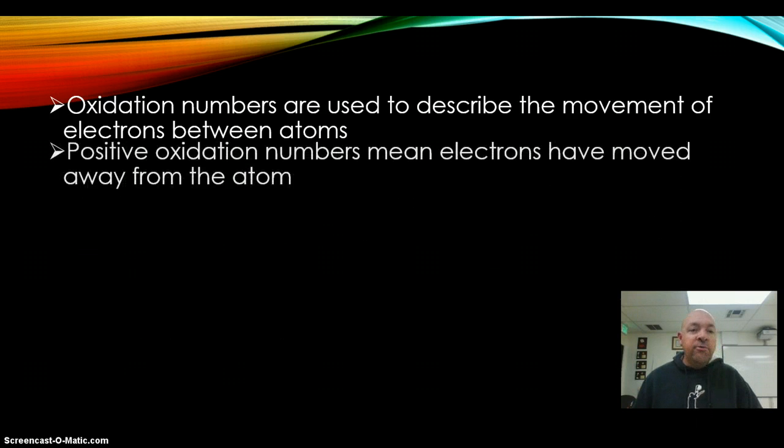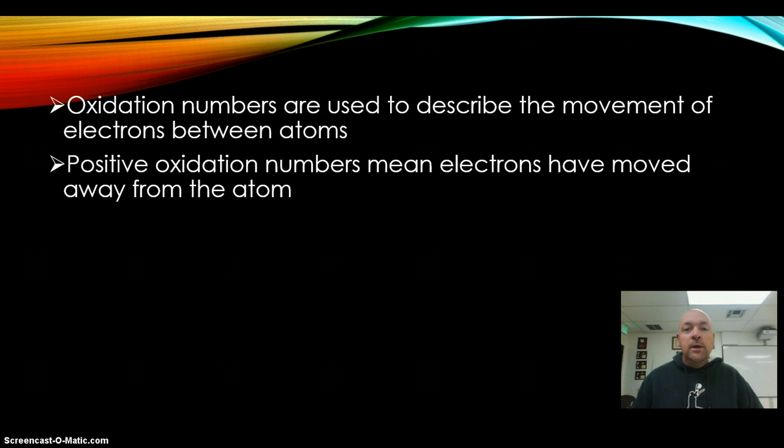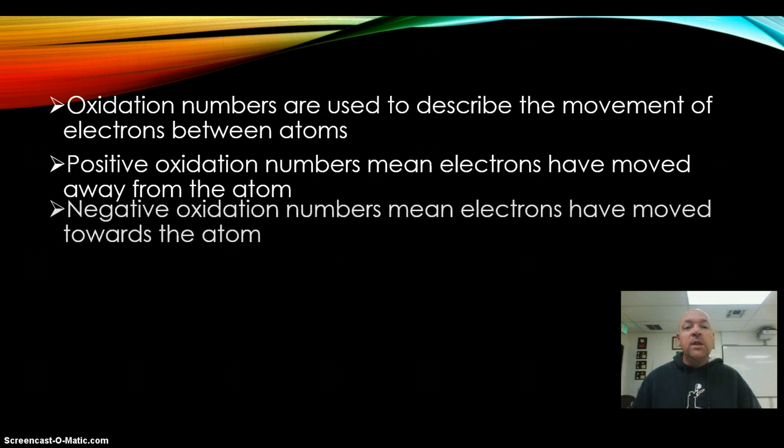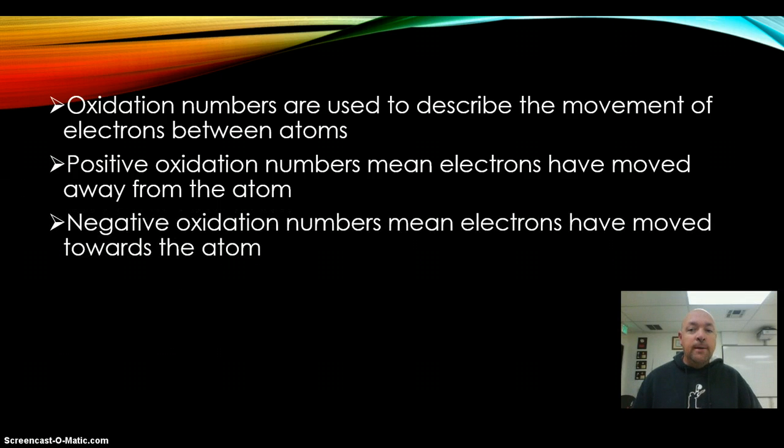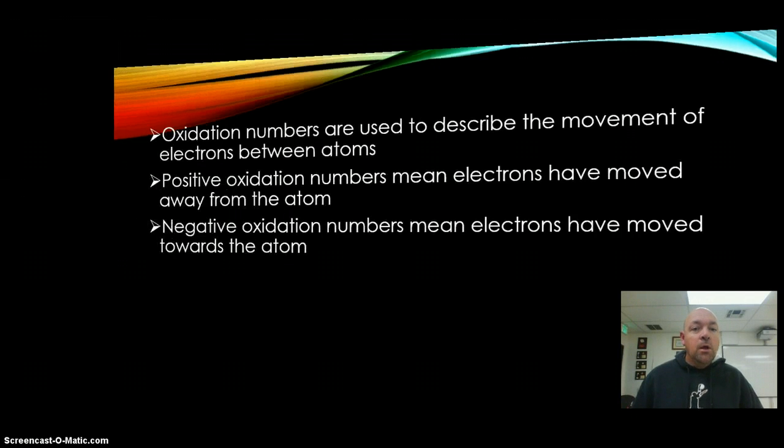And we said we use positive oxidation numbers to illustrate that electrons have moved away from an atom, either shifting or transferring away. And then we use negative oxidation numbers to show that electrons have moved towards an atom, whether that's because they're transferring to a nonmetal, or in a covalent bond where they're shifting towards a particular atom.